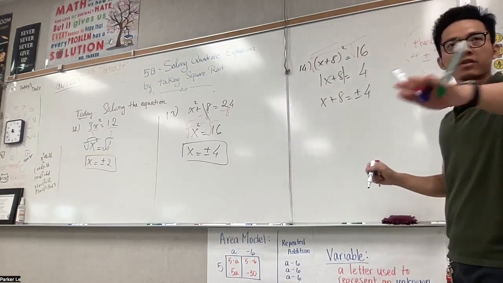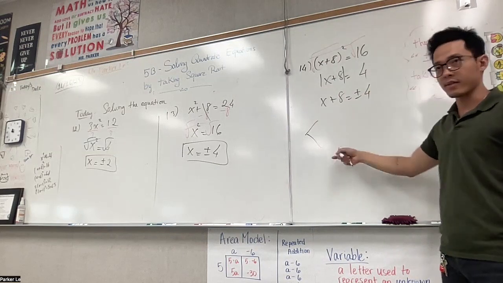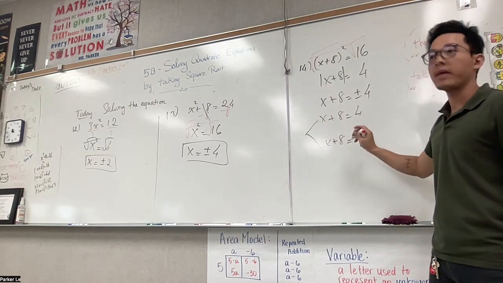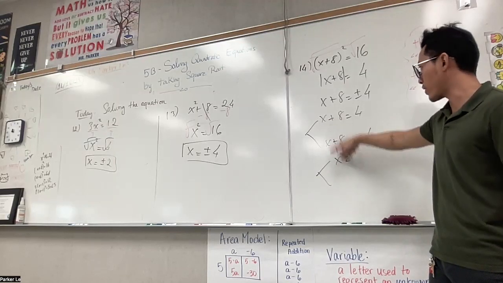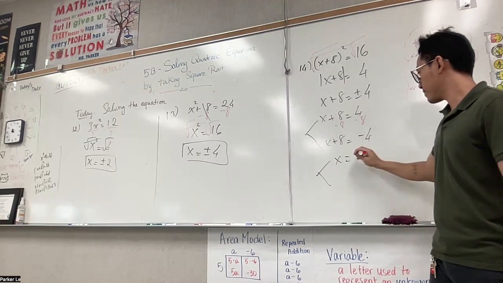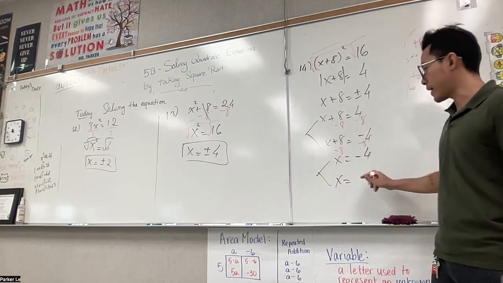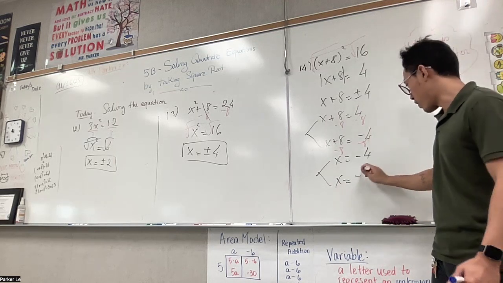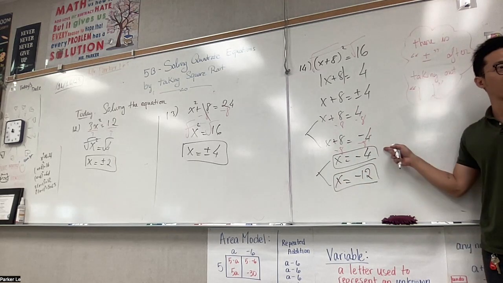Now here you have two solutions. What you need to write is like this: x plus 8 equal to 4 and x plus 8 equal to negative 4. All right, let's work on this. How can you solve for this one? You have two equations. Minus 8, right? 4 minus 8 is negative 4. Negative 4 minus 8 is negative 12.